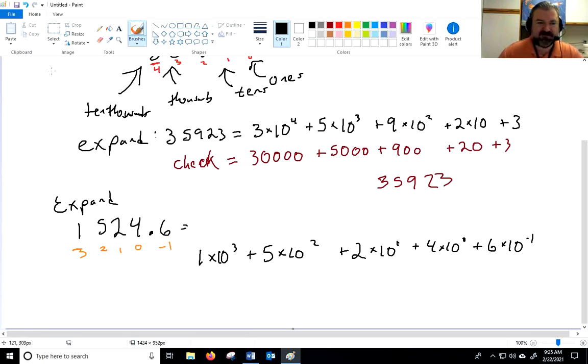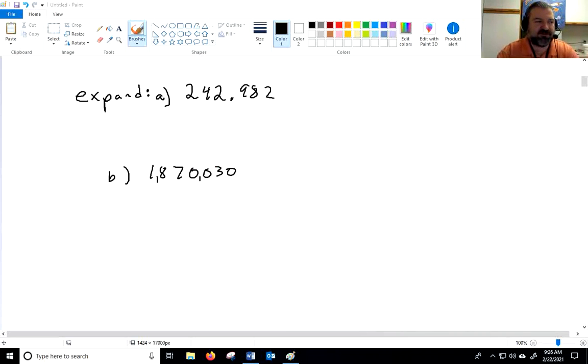All right, I'm going to give you a couple to try. Okay, so try these two. I want you to expand them. You don't need to check or anything like that. Just write it out as powers of 10.